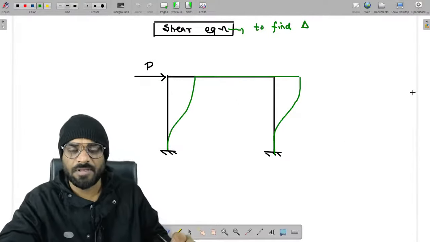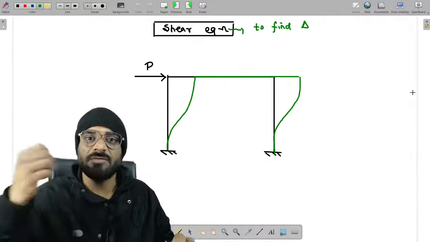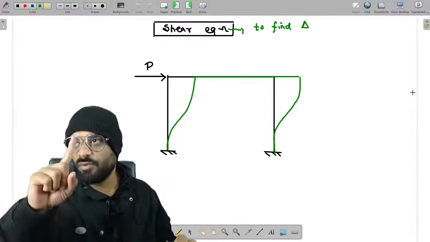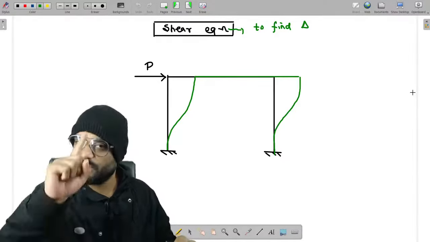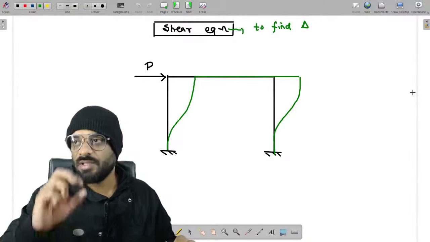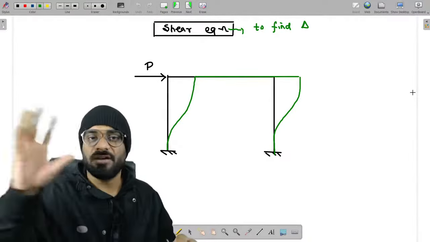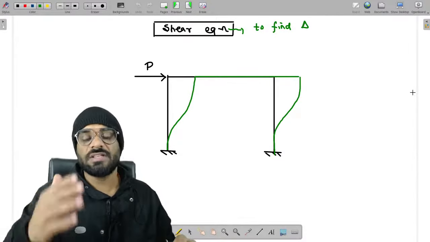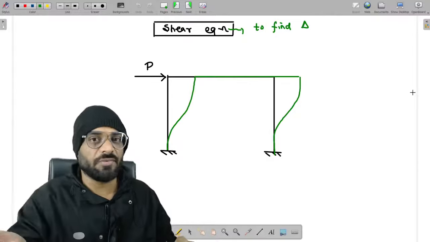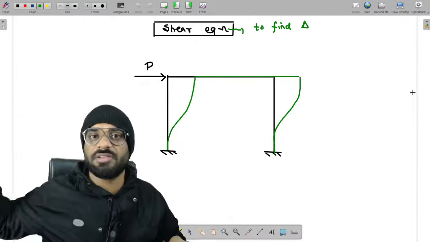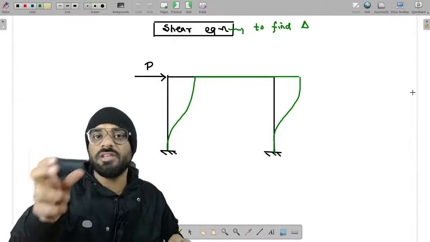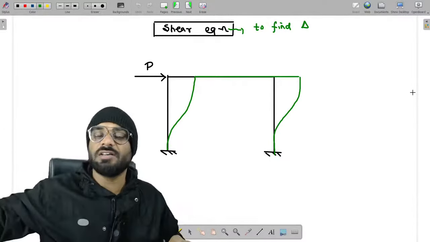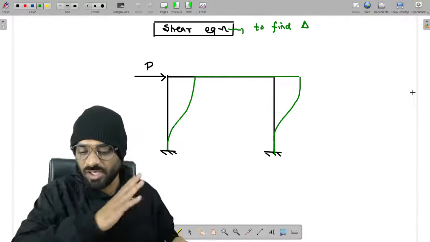Very simple. If you have 10 unknown deltas, then you have to write 10 shear equations. If you have only one unknown delta in the structure, only one shear equation is required. If you have 5 unknown thetas, then you have to write 5 joint equilibrium equations. In this way, you can find the number of equations required. The number of theta is equal to the number of joint equilibrium equations required. The number of delta is equal to the number of shear equations required.